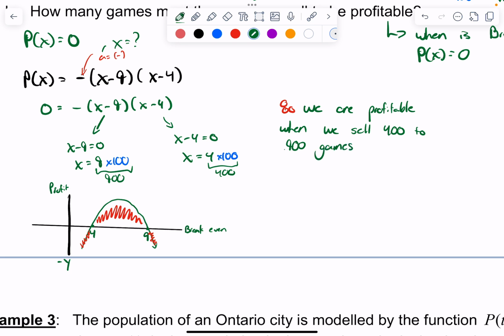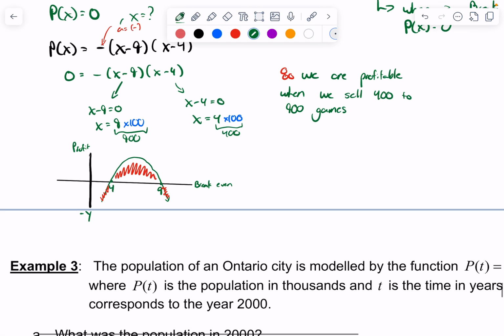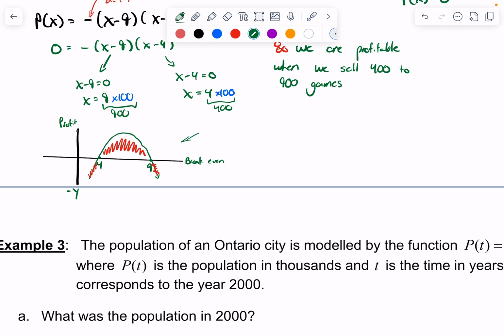If we start selling more than 900 games, I don't know what's wrong with our business. For some reason, we don't become profitable anymore. All right, so it's a bad thing to be too good. So that's what that means, okay? A picture's worth 1,000 words.